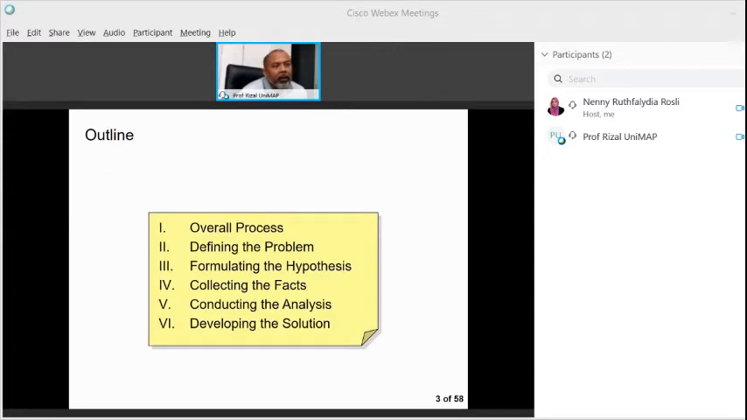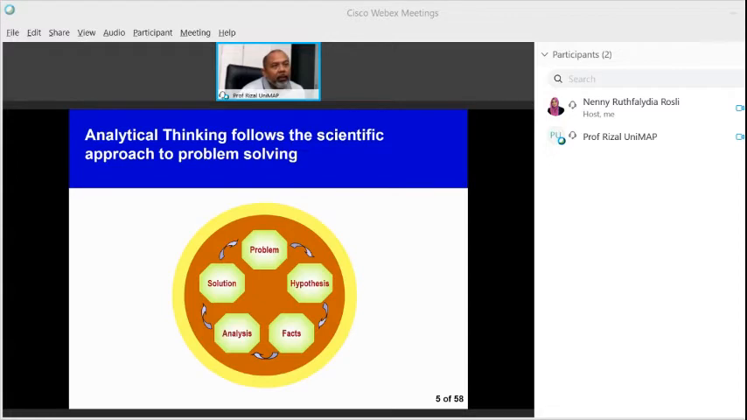So what I'll be sharing this morning will be the overall process of doing analytical thinking, that consists of defining the problem, formulating the hypotheses, collecting data or facts, conducting the analysis, and also developing the solution to the problem. So we know that in terms of analytical thinking, there is a five-stage process. We start with the problem, where then we generate the hypothesis, or the probable solution, or temporary solution, potential solution to the specific problems.